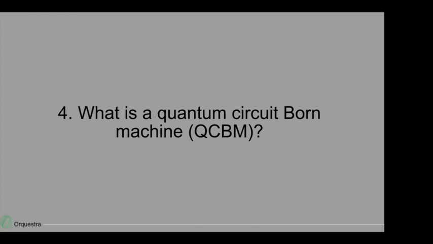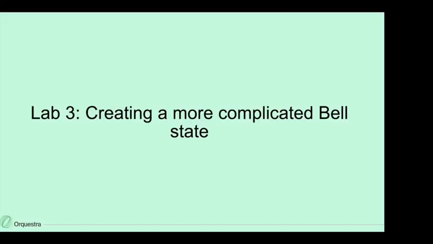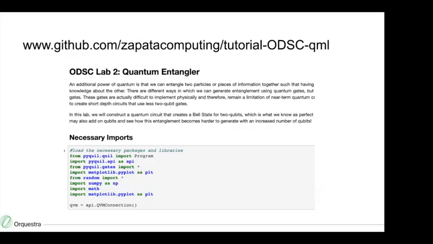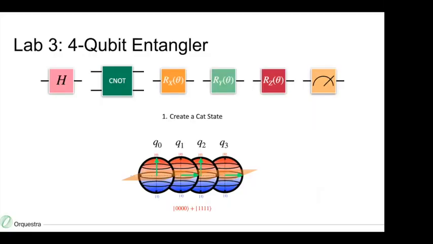And so finally, we get to the meat of today's topic, which is: what is a quantum circuit Born machine? In the labs, lab number 3 asked you to create a more complicated Bell state. So check this out.